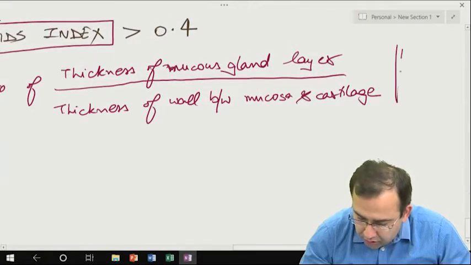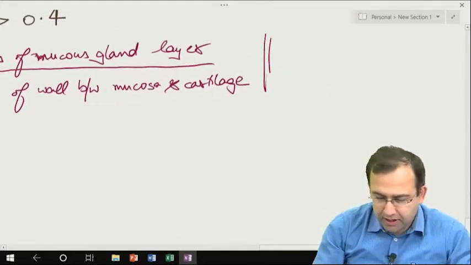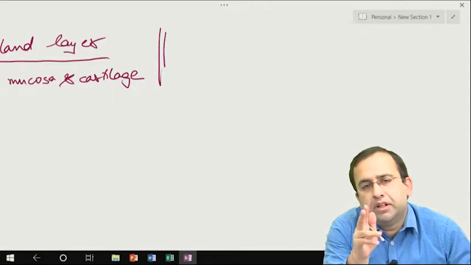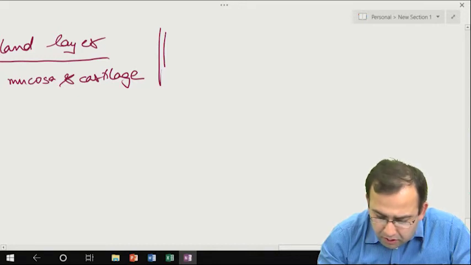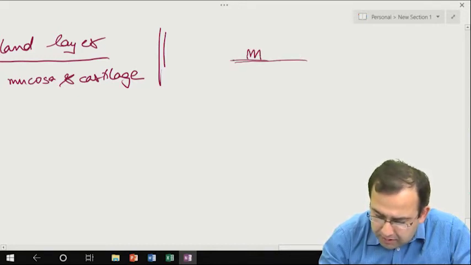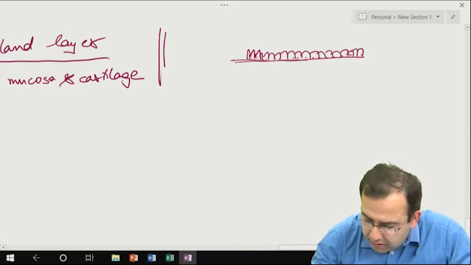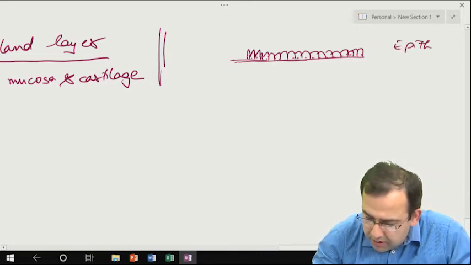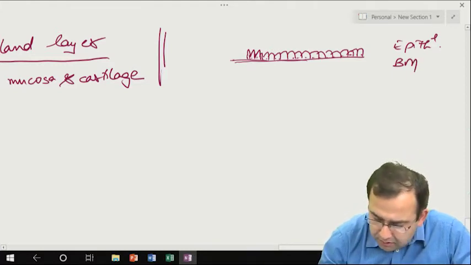Let us see what we mean by this. Thickness of mucus gland layer to the thickness of wall between mucosa and cartilage. What is the normal epithelium of the respiratory tract? Pseudostratified ciliated columnar. So this is the epithelium, with all the nuclei, and this is the basement membrane. Below that is the submucosa, which has the mucus glands.